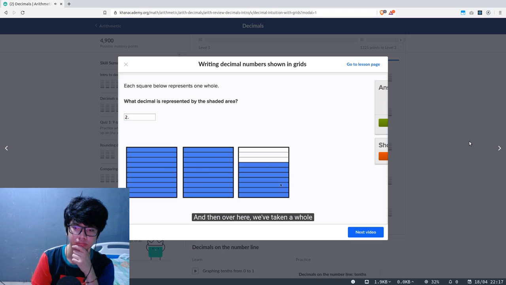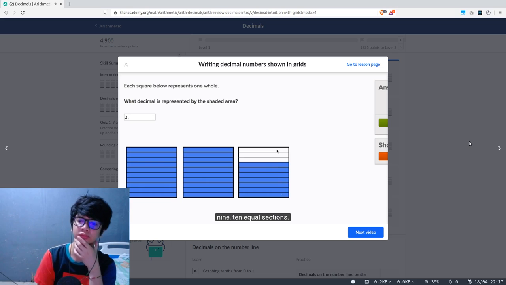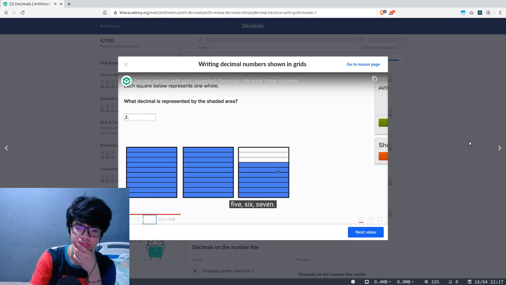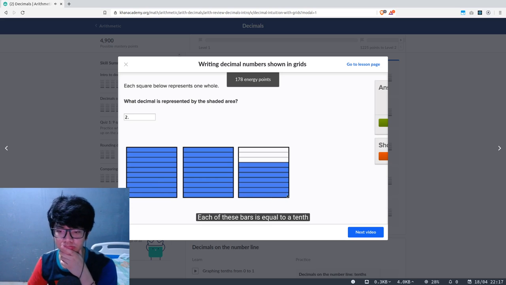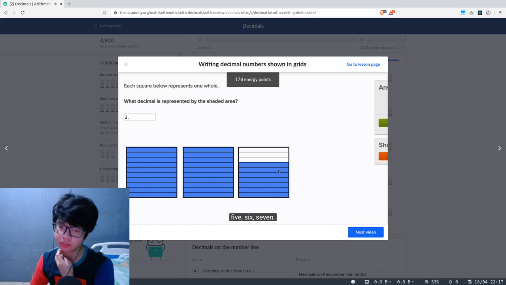And then over here, we've taken a whole and we've divided it into 1, 2, 3, 4, 5, 6, 7, 8, 9, 10 equal sections. So we've divided it into tenths. Each of these bars is equal to a tenth, and we have seven of them shaded in. 1, 2, 3, 4, 5, 6, 7. So this right over here is 7/10.